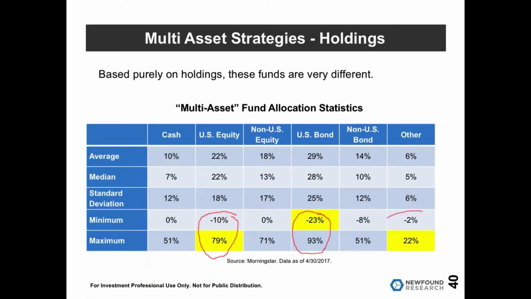And then we have this other category where it's anything that's not classified as these other four, and you only have funds going up to 12%, or 22%, sorry. So there's not much exposure to things that aren't classified as equity or bond.